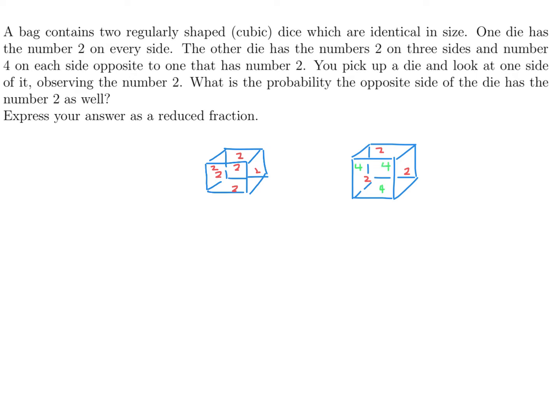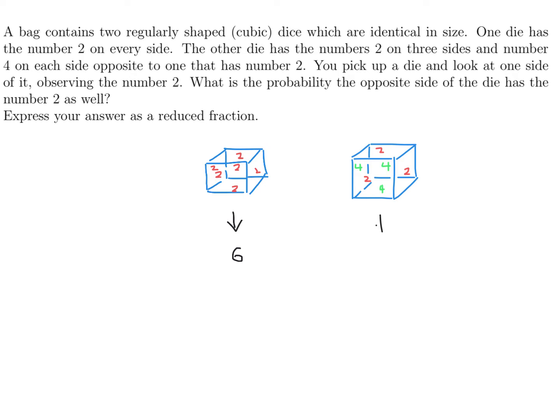Okay, so what are they saying? They're saying to figure out the probability that if you pick up the die and look at a side and it has a 2 on it, the opposite side also has a 2. So let's talk about this one. If you pick up the die and there's a 2, what's the probability that the opposite side will have a 2? Well, 100%, because they all have 2s. So you've got 6 ways of looking at the 2, right? Because there's 6 sides. And all of them will have a 2 on the opposite side. So let's just keep that 6 for now.